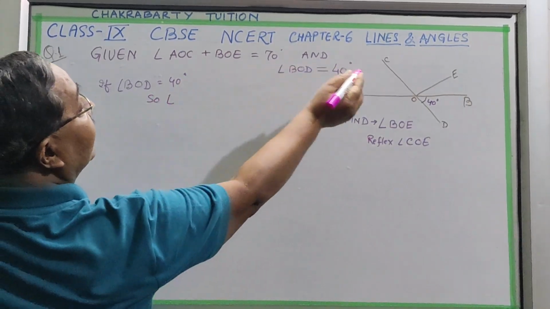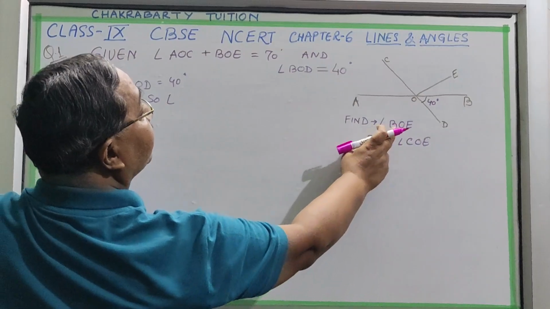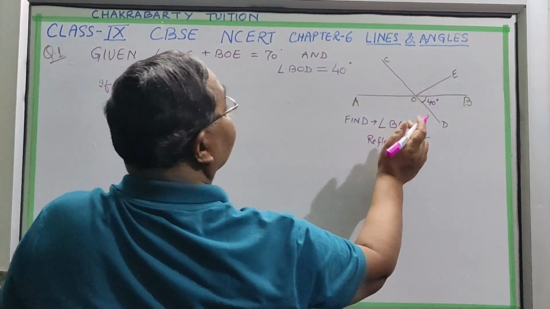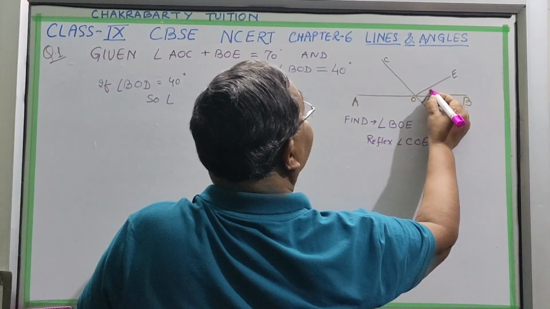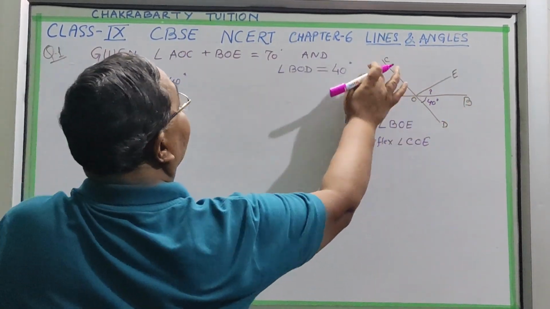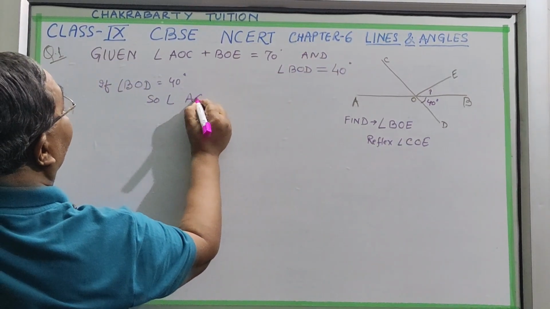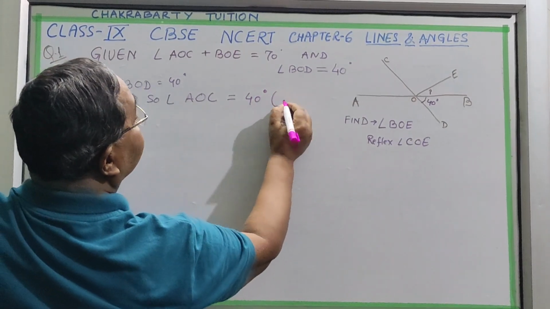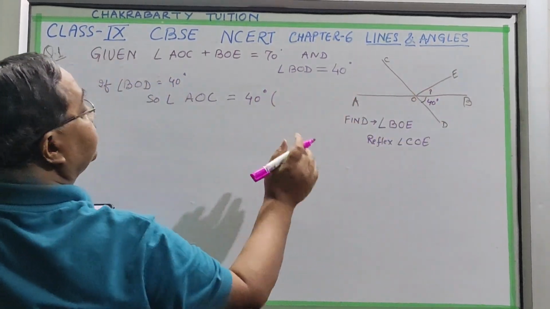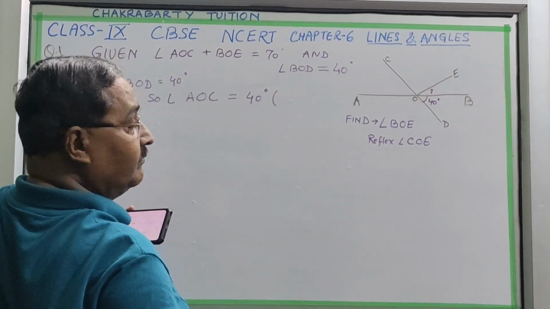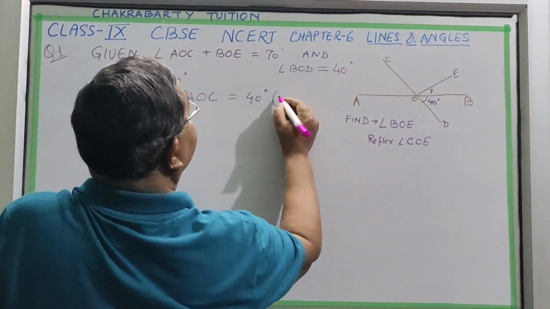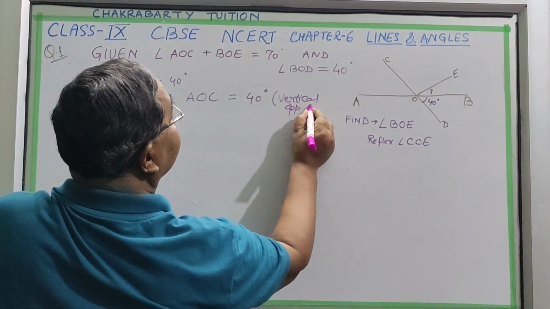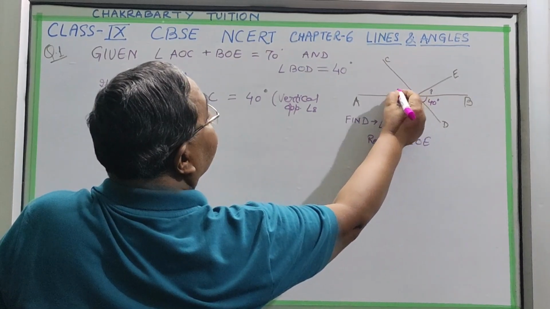What angle do we have to find out? BOD is given, then you have to find out this one. So angle AOC will also be 40 degrees, being vertically opposite angles.